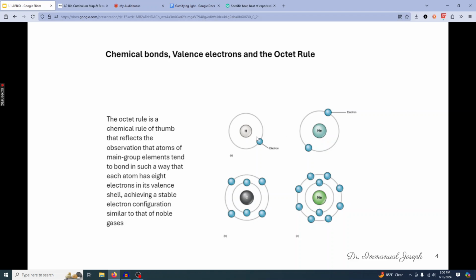Of course, there are exceptions. If you look at hydrogen, for example, it has only one electron in the outermost shell, but it tries to get to its nearest inert element, which is helium, and helium has two electrons in the outermost shell. So how do they do this?